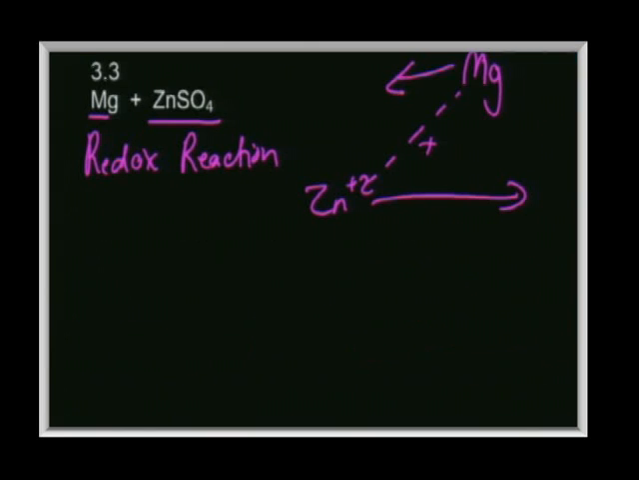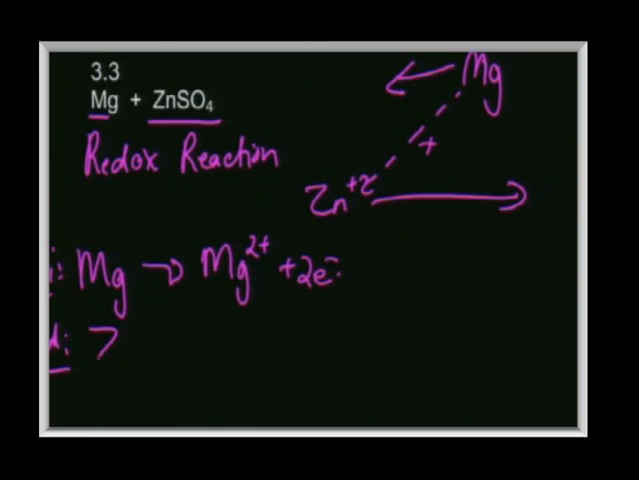And I hope you can still remember our half reactions over there. We start off with magnesium. Magnesium is going to be my oxidation half reaction, because it is going to lose electrons and turn into magnesium 2+. And over here, for my reduction half reaction, I'm going to have my zinc, which is going to gain 2 electrons, and it is going to form zinc metal.